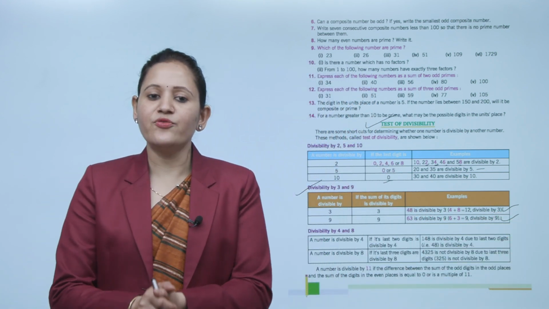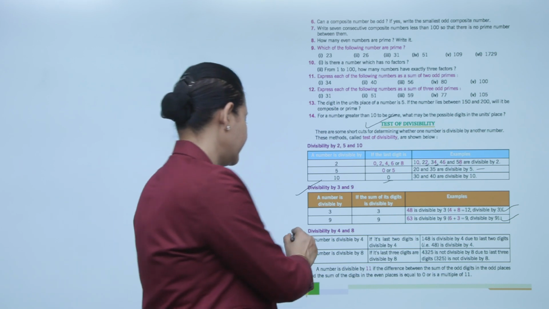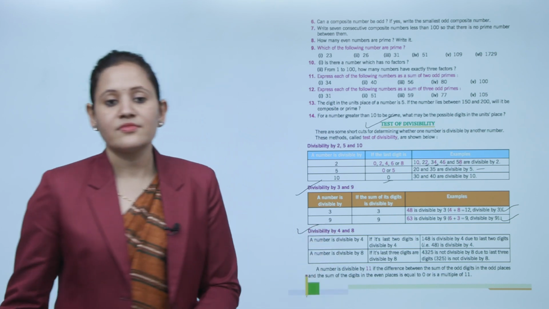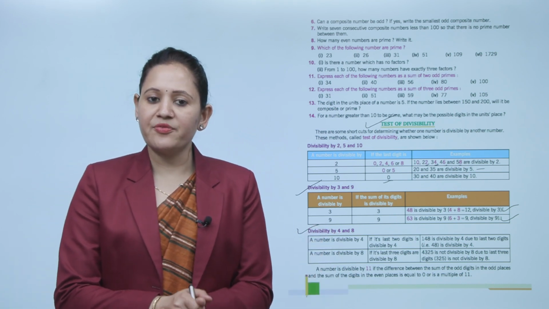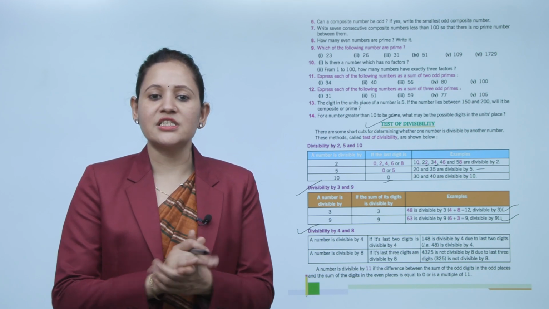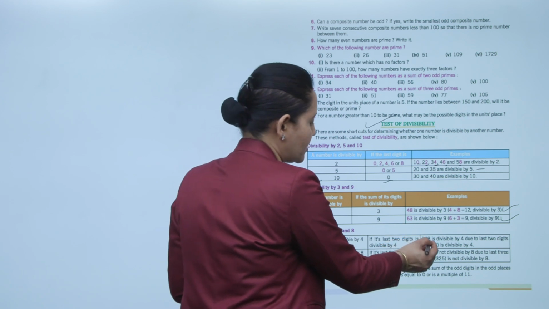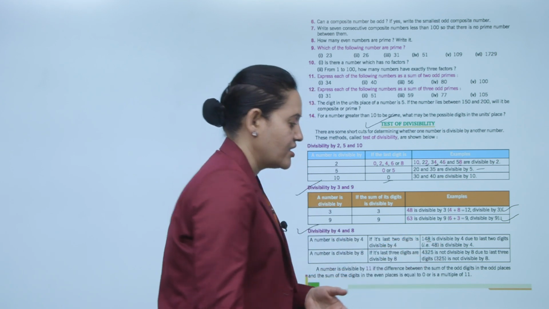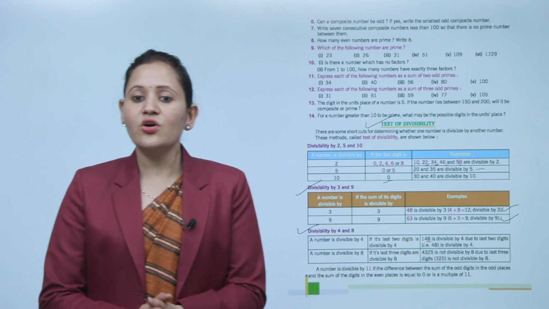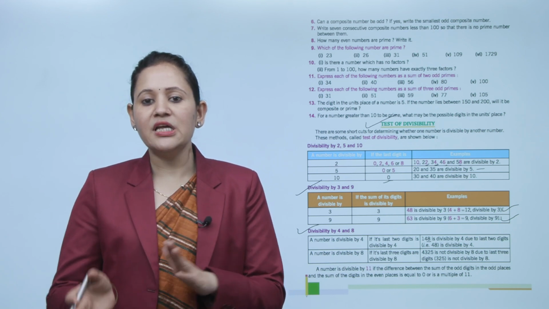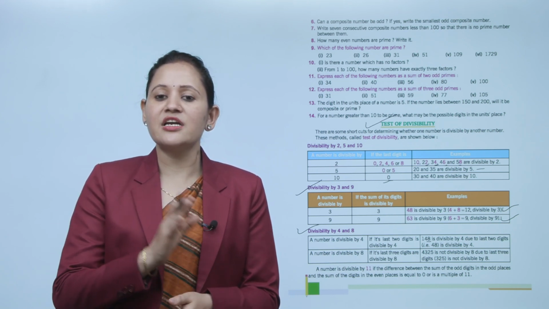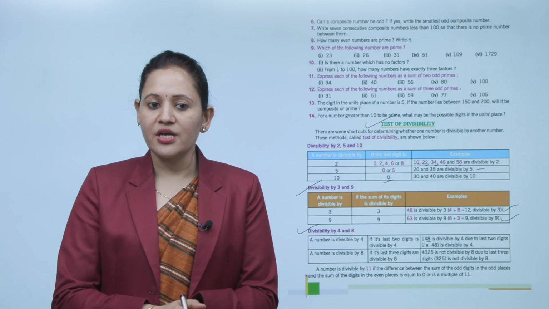Next, divisibility by 4 and 8. A number is divisible by 4 if the last two digits are divisible by 4. Like here, 148. The last two digits, that is 48. Clear? So, 48 is divisible by 4. That means the given number 148 is divisible by 4.